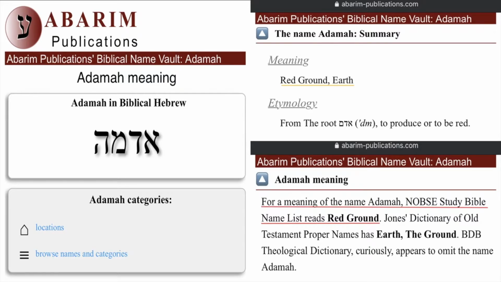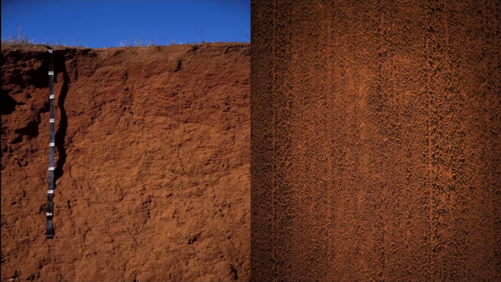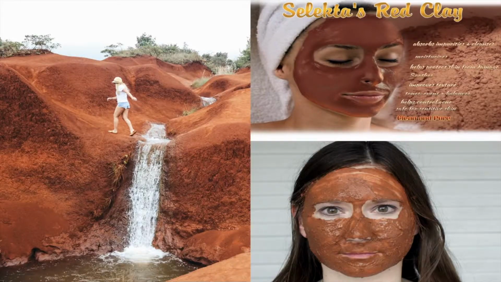And ground, red ground, earth, for a meaning of Adamah from NOBSE Study Bible, name list readings, red ground. This is from Avram Publications. And so here is an image of red dirt or the red ground. And here is an image of the red ground when it's applied to people with lighter skin complexions.